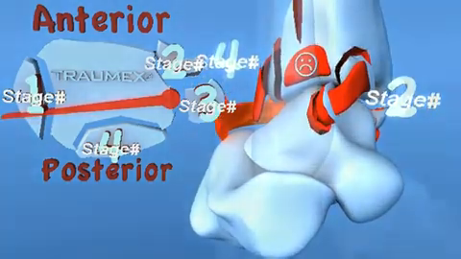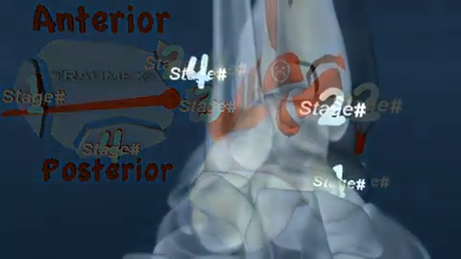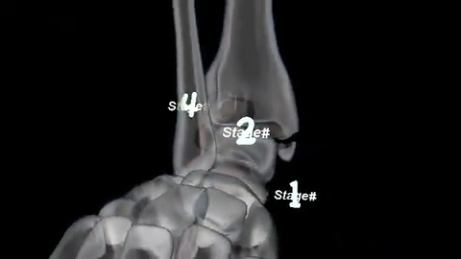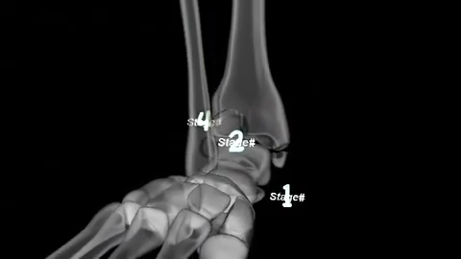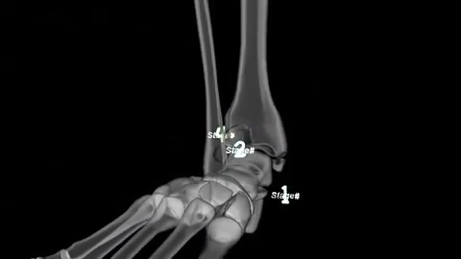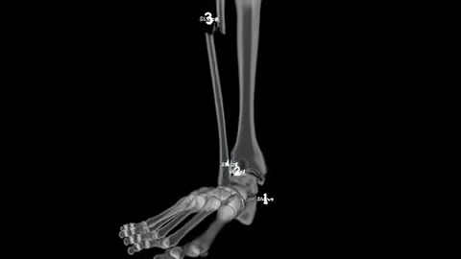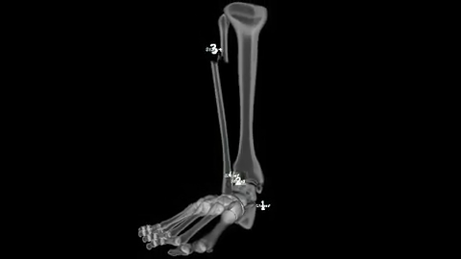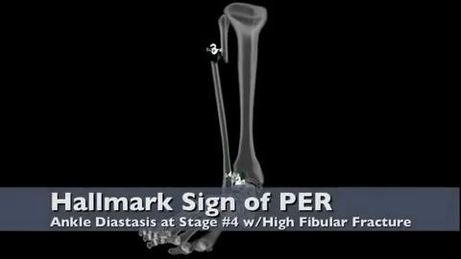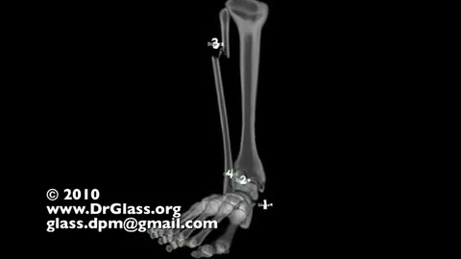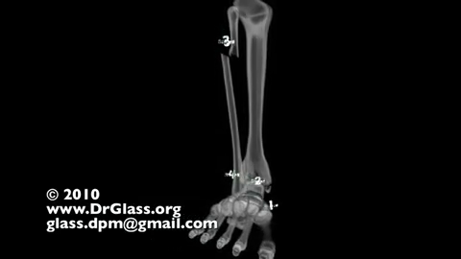In summary, the hallmark signs of this injury include beginning along the medial axis of the tibia, rupture of the interosseous membrane in conjunction with rupture of the anterior inferior tibiofibular ligament and the posterior inferior tibiofibular ligament creates a true ankle diastasis. The high fibular spiral fracture, also known as Maisonneuve fracture, seen in stage 3 is unique to pronation external rotation injuries.